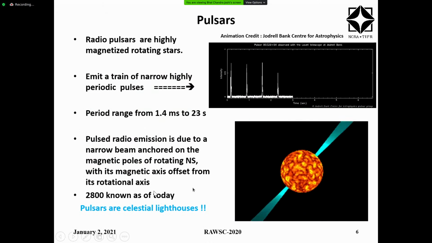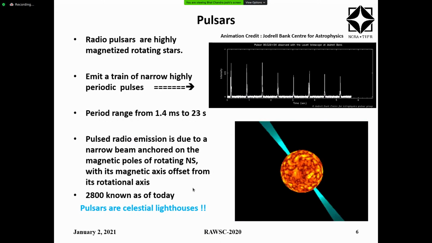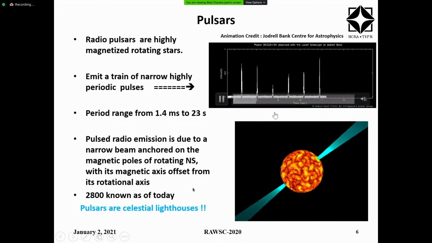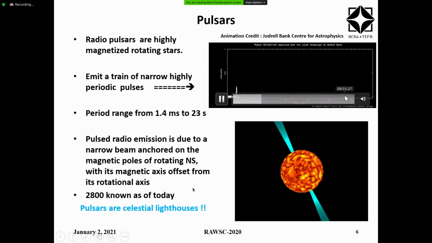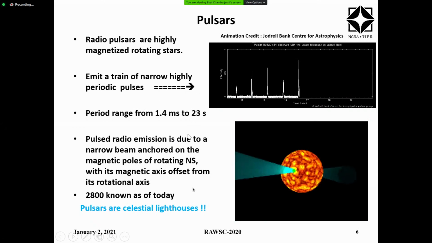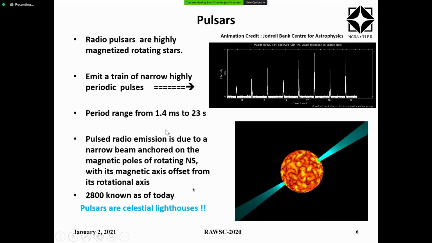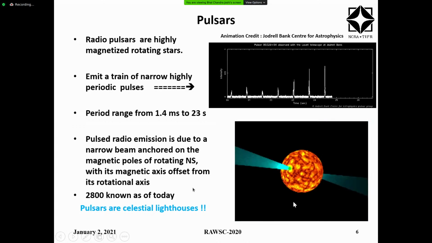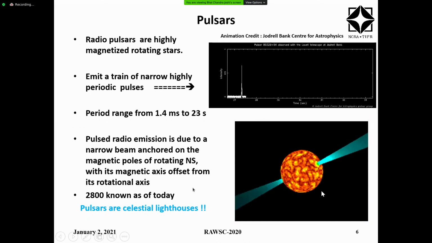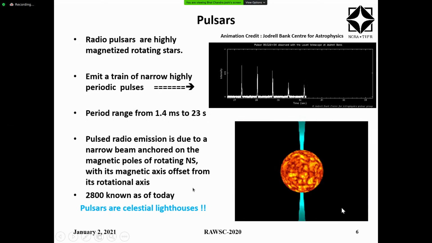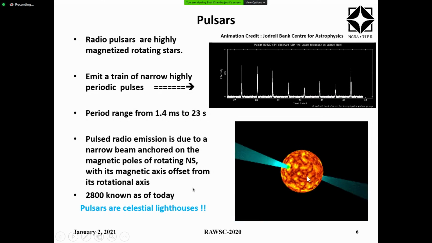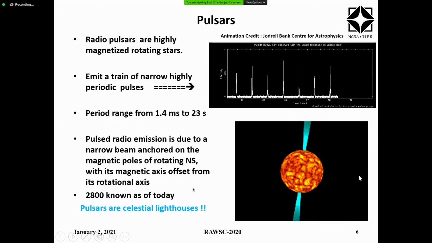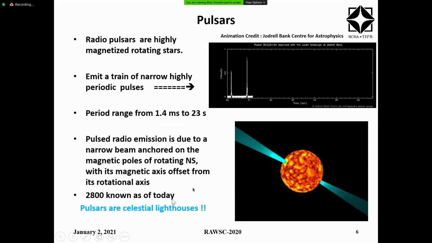So very briefly, pulsars are highly magnetized rotating neutron stars. And these are the pulses, single pulses from a pulsar. As you can see, they are very periodic. Okay. So they emit a train of very narrow, highly periodic pulses with the periods ranging from 1.4 milliseconds to 23 seconds. And the emission is what is depicted in this cartoon. So you have two beams of emission coming out from the poles. And every time the beam of emission cuts your line of sight, you see a pulse. Okay. There are about 2,900 of these known as of today.